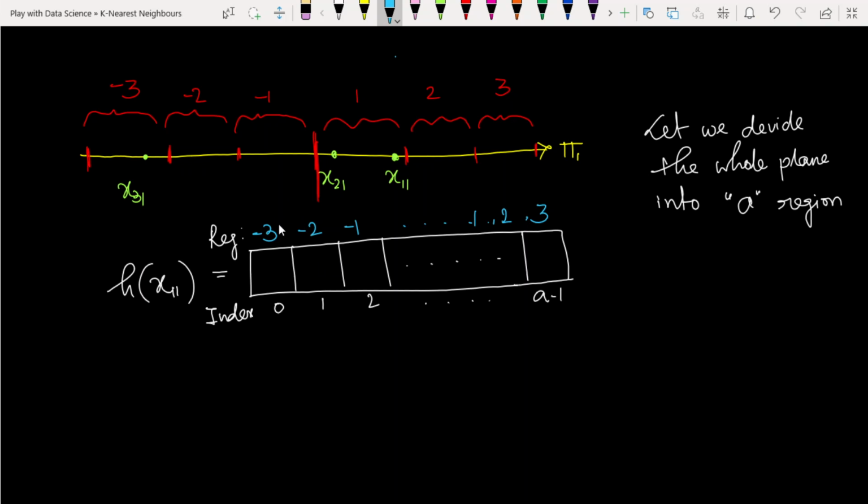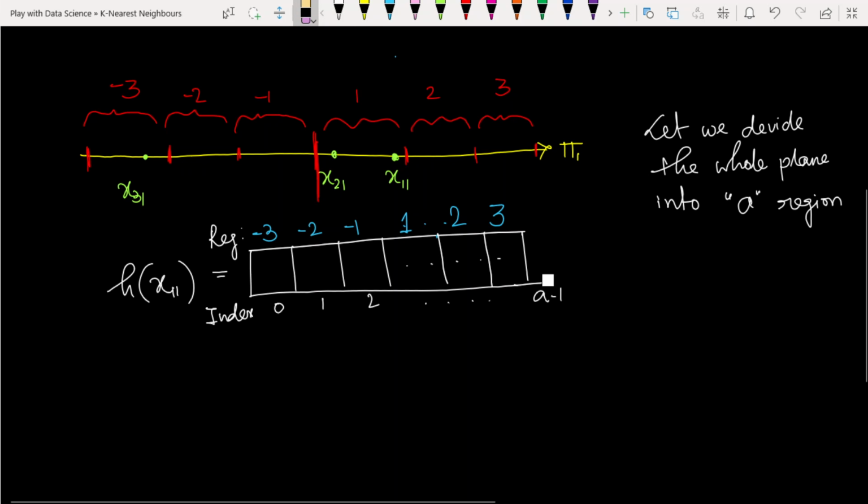So what will be the value of this? If I construct this table properly, don't be confused. What will be the value here? 1, its value will be 2, its value will be 3. And this value will be a minus 1. Okay, so what will be h11?